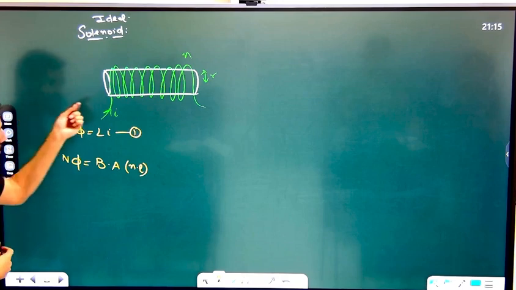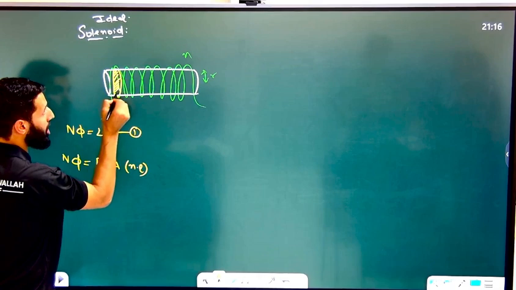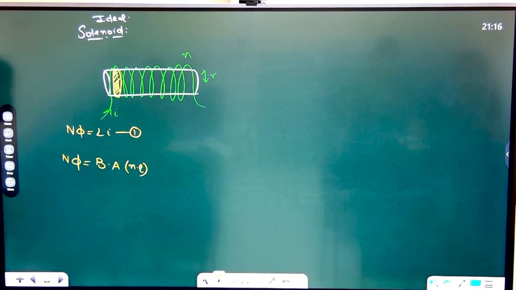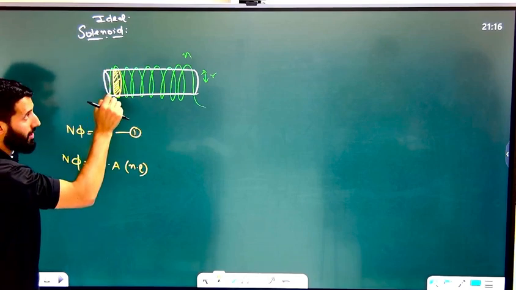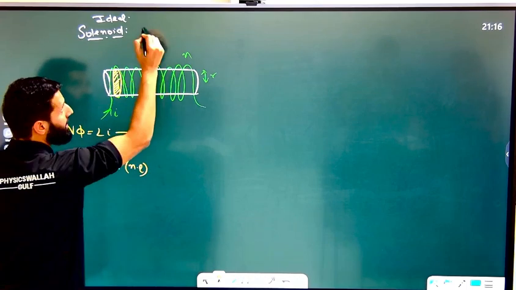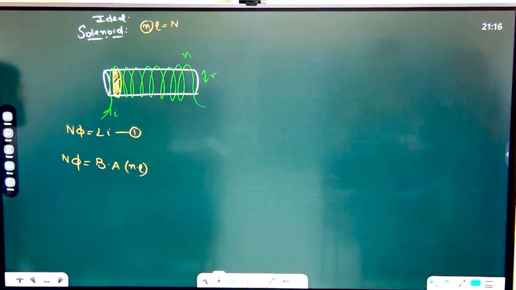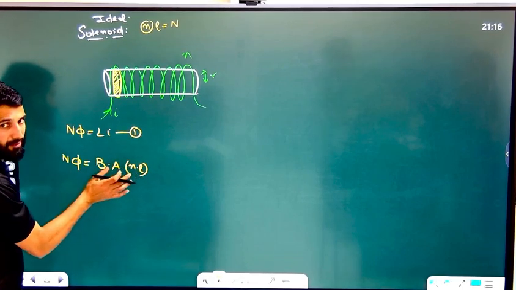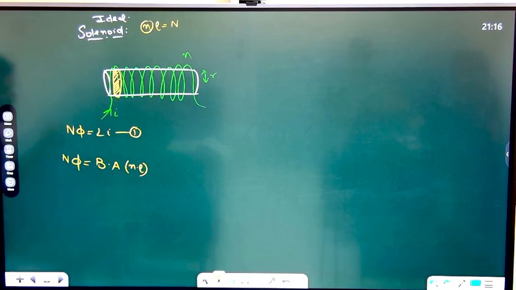How many loops does the solenoid have? N. What is the area of this solenoid? Pi r square. Is there only one loop there? No. How many loops are there? N into L, right? N into L means number of loops, where n is the number of loops per unit length. L is cancelled. Basically it's A into n into L, the total area of these small loops. Is it clear?